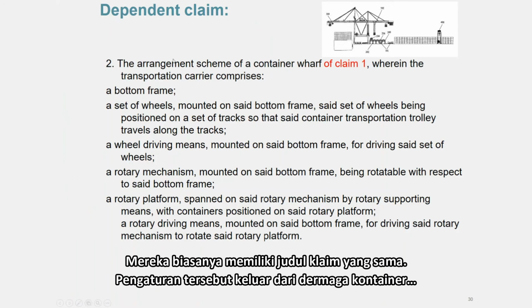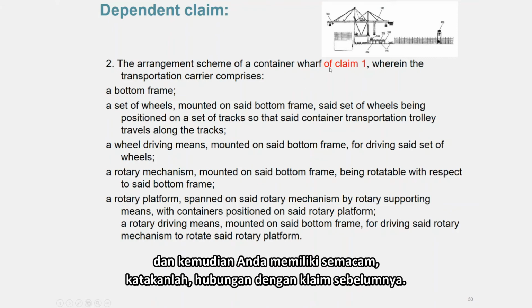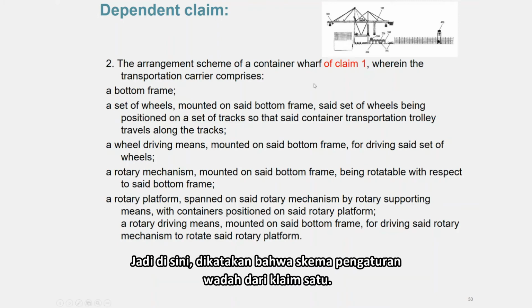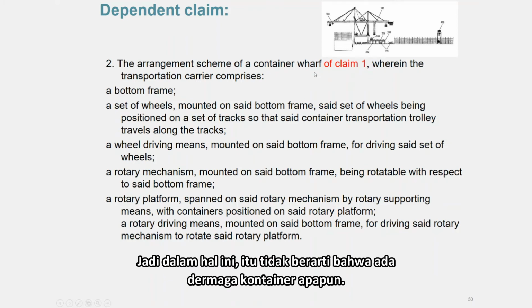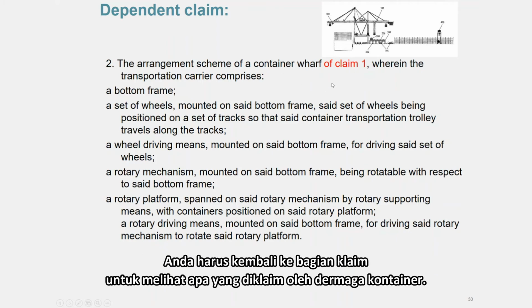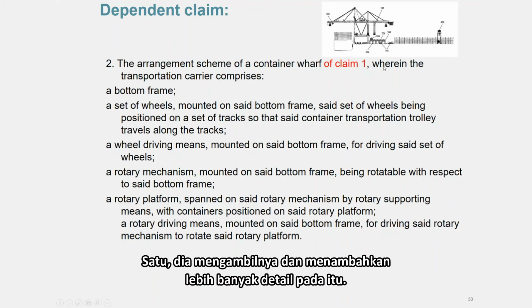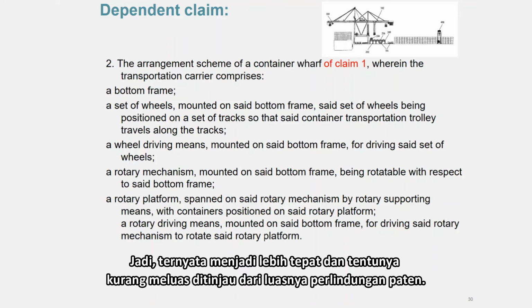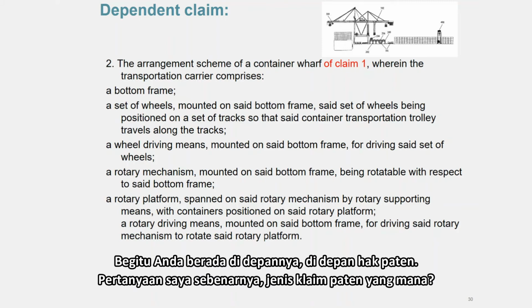These dependent claims have normally the form like that. They start normally with the same title of the claim, the arrangement scheme of a container wharf, and then you have some sort of relation to the claims before that. So here in that case, it says the arrangement scheme of a container wharf of claim one. So in that case, it does not mean any sort of container wharf. You have to go back to claim one to see what was the container wharf of claim one. He takes it and then he adds much more details to that. So in fact, it becomes more precise and of course less extended from the point of view of the extent of the patent protection.